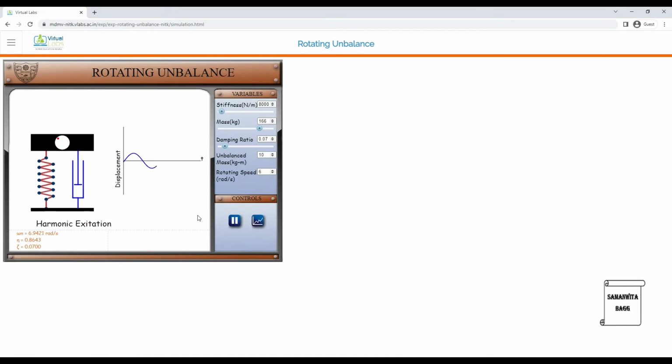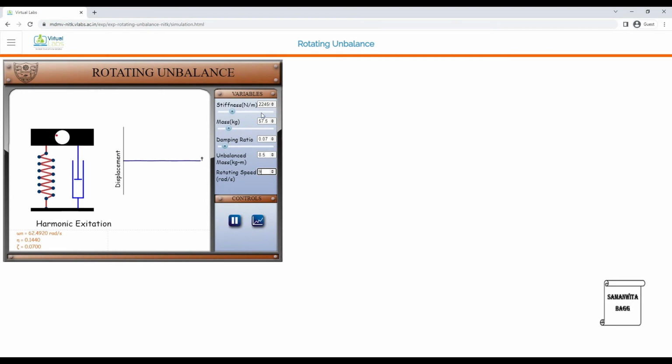This is the simulation tab. First, we will change the stiffness to a particular value and we will also change the mass. If you change the mass and the stiffness, you can see here omega n changes. Otherwise, omega n is not affected by any other value. We can change the unbalanced mass, as you can see, which is rotating. Let me set this value to 8.5 kg meter. And the rotating speed of the mass, I can change it to 9 radians per second. I'm just increasing the speed.